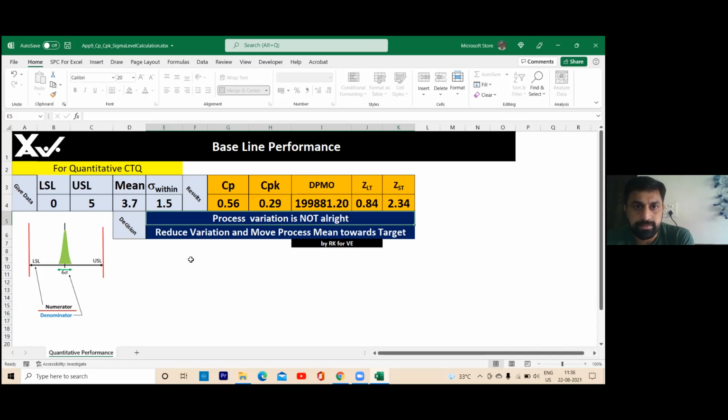So, sigma with Z is 1.5. This should be the answer for that. Yes, sir, but in the answer it is not showing this 199. What is the ZST value? What is the DPMO value? Sorry, sir, what is the ZST value? No, the answer showing is 208 something. Sir, he is saying DPMO. Yes, sir. DPMO is how much? 208538 as per the answer. 208538. Yes.